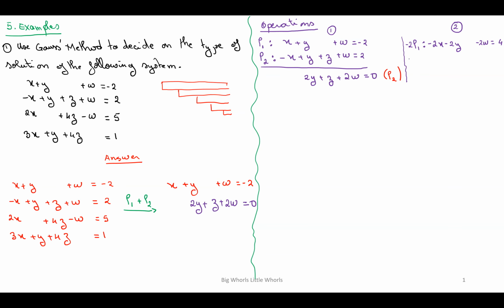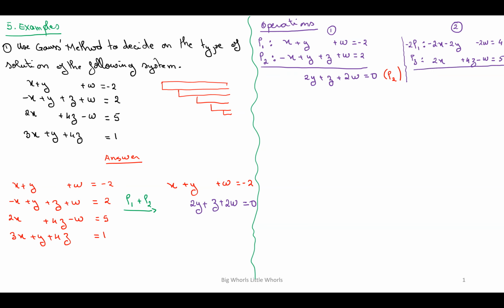And I don't multiply row 3 by anything. We are going to do the multiplications or divisions on row 1 and add it to row 3. I want to eliminate 2x, which is in row 3. So row 3, I will recopy it: 2x plus 4z minus w equals 5.